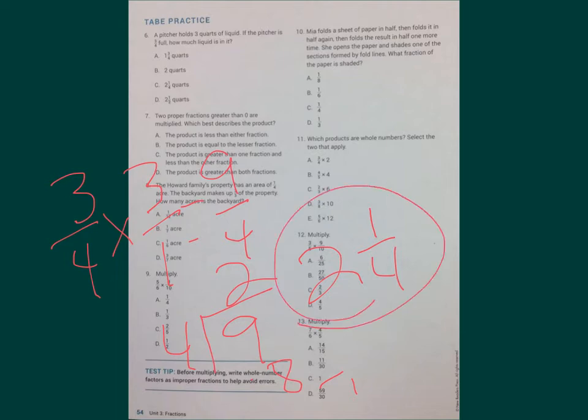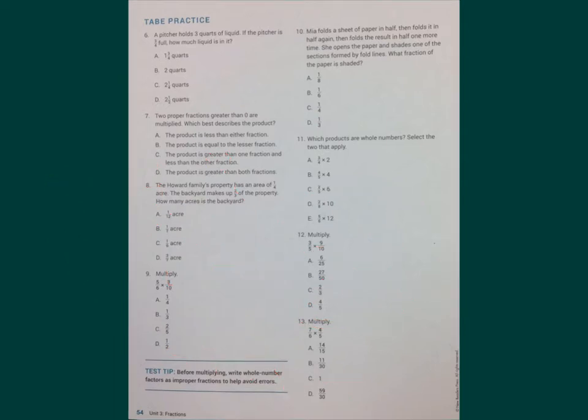All right, let's go to number 7. Number 7 reads, 2 proper fractions greater than 0 are multiplied, which best describes the product? So let's see, the product is less than either of the fractions. So we know number 7 is going to be A. Let's go to number 8.